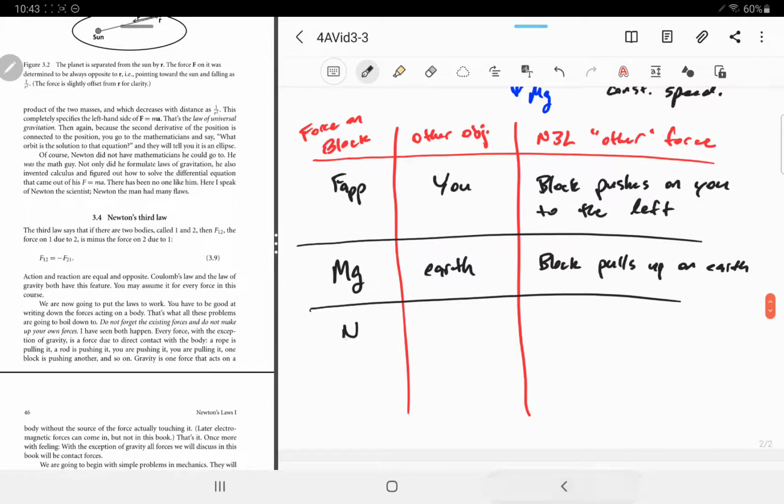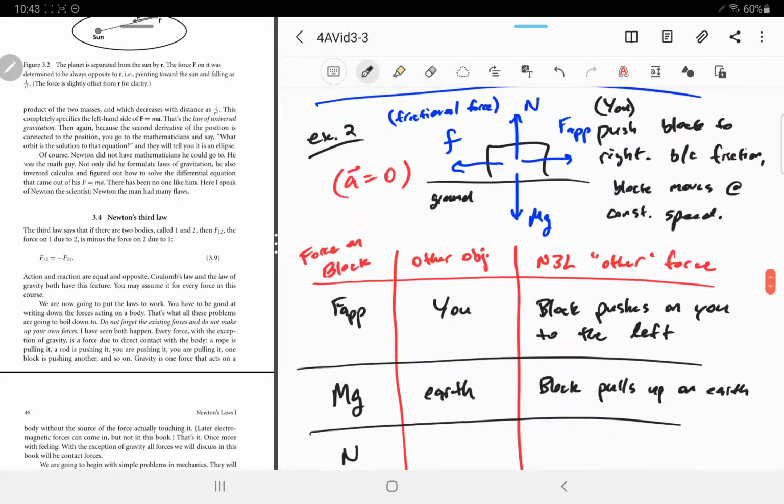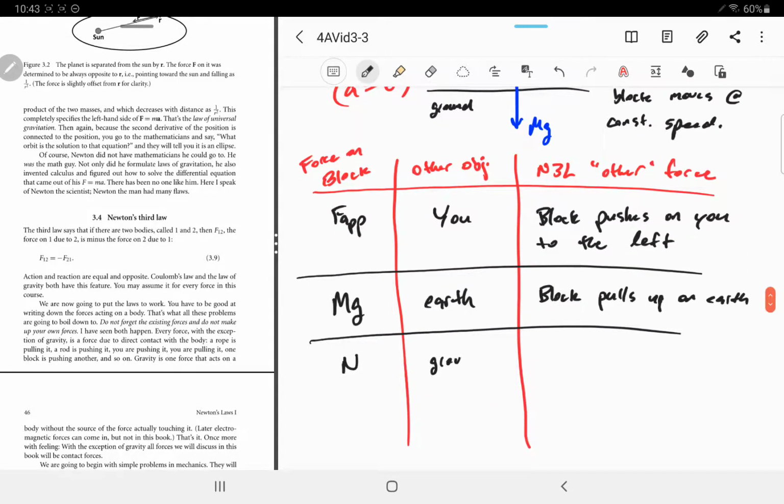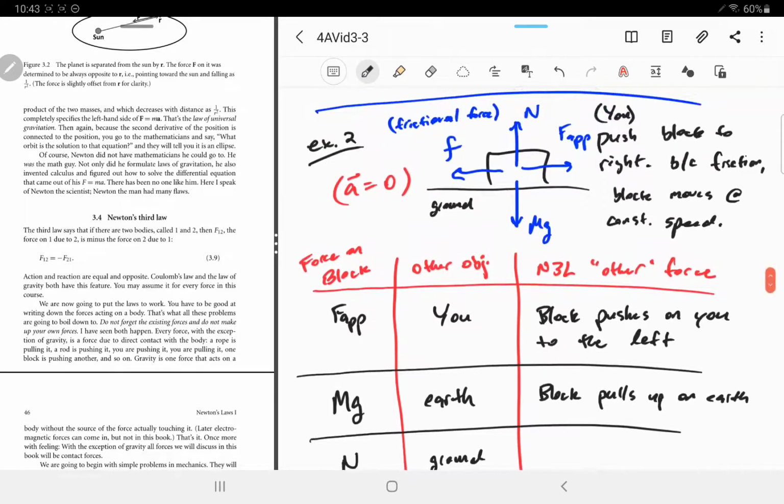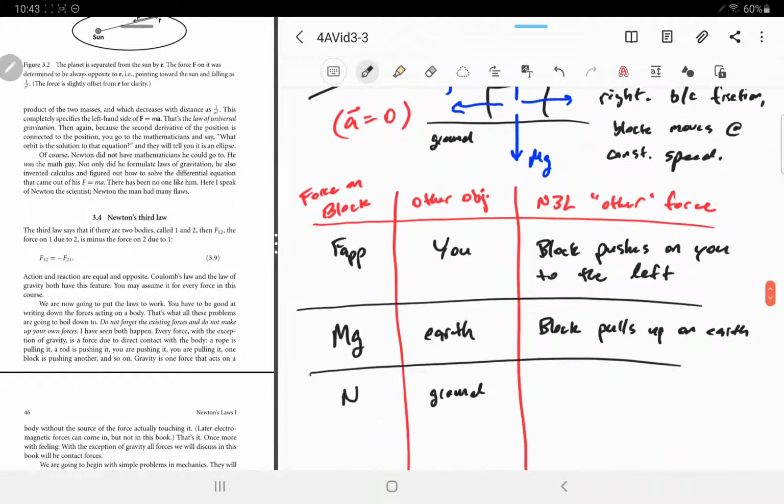What about the normal force? Well, the normal force, the thing that's pushing up on the block, is the ground. So if the ground pushes up on the block, the block pushes down on the ground.